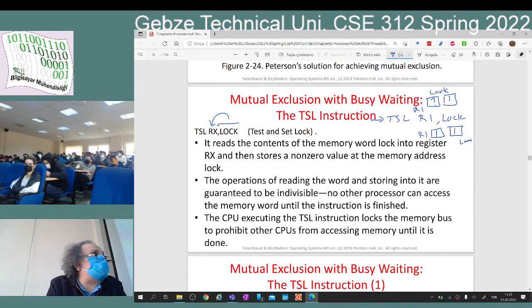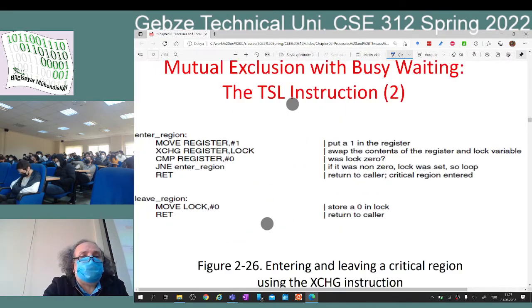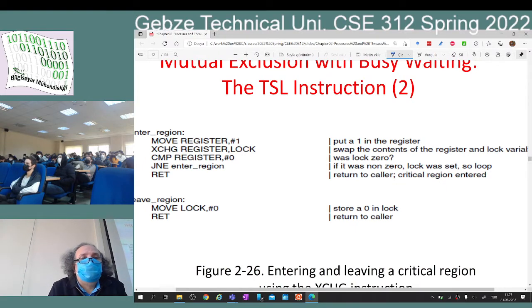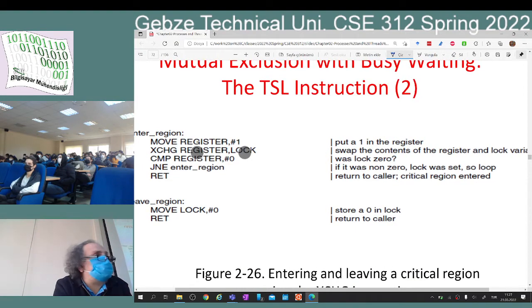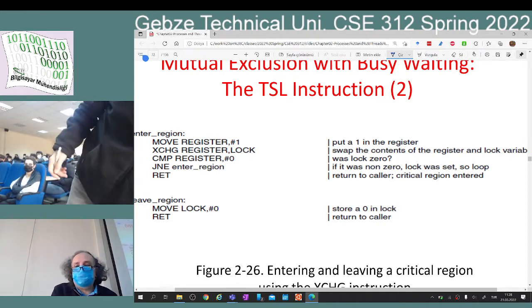The TSL instruction has to be supported by the CPU. If you don't have CPU support like the TSL instruction, then your choice is the Peterson solution, a software-based solution. Otherwise, you get help from the hardware. And in our modern CPUs, we have these kinds of instructions, not necessarily TSL. For example, for the Intel platforms, we have the exchange instruction. It just exchanges the values of this lock and the register. It just swaps. So if lock is one, the register becomes one. This one makes sure it's doing the right thing.